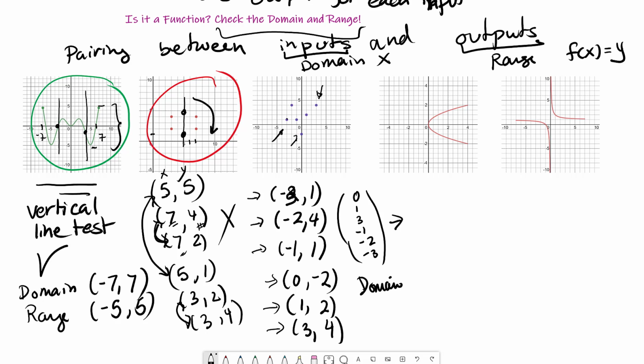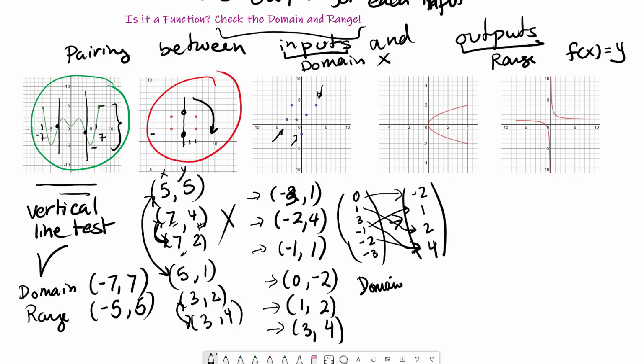And our range is minus 2, 1, 2, and 4. So 0 goes to minus 2. 1 goes to 2. 3 goes to 4. Minus 1 goes to 1. And 1, we said 1 goes to 2. And minus 2 goes to 4.